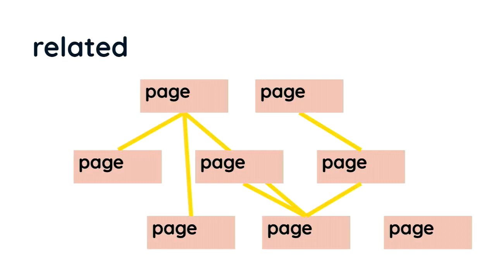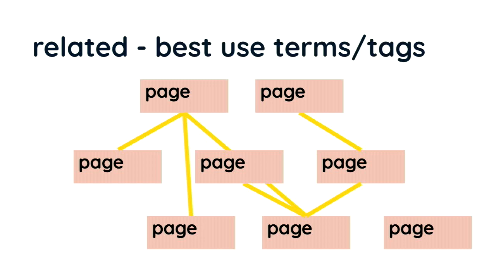Just a quick one on references. We've got two types of references I want to talk about. We've got related content. It becomes a bit like a cloud of content, and it's best to just use tags or terms for that, right? Don't use an entity reference field, which you would have heard of. But this one's a bit different.